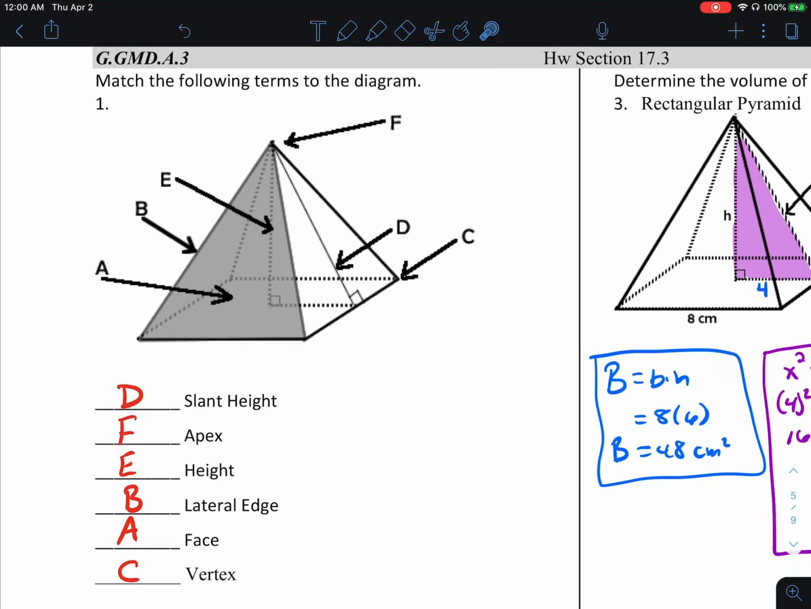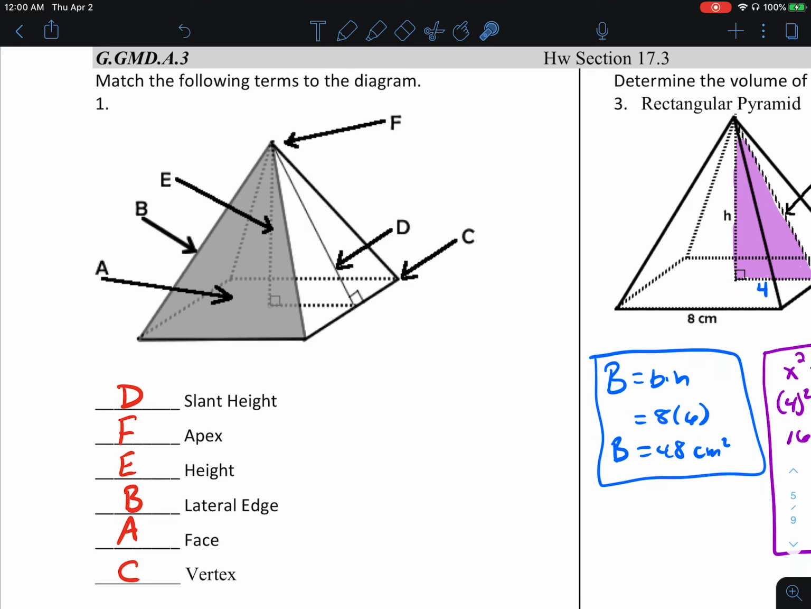The height of this pyramid, well, that is the perpendicular, shortest distance from the apex to the base, so that's E. The lateral edge, well, that's an edge that is not on the base. A face, that's this gray area, that's any of the polygons that make up the pyramid.